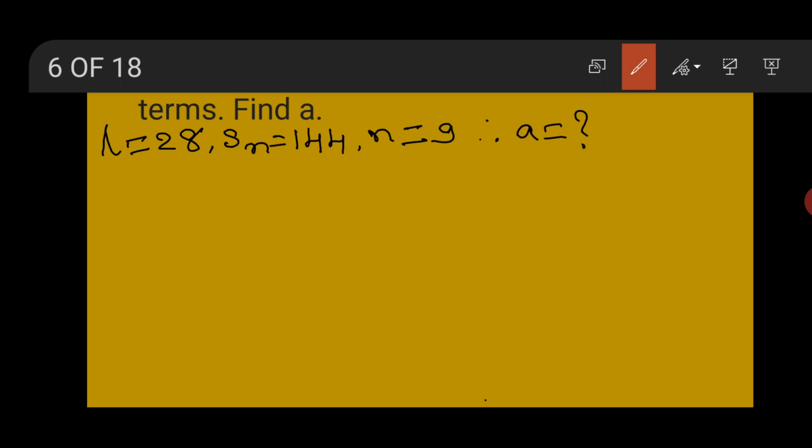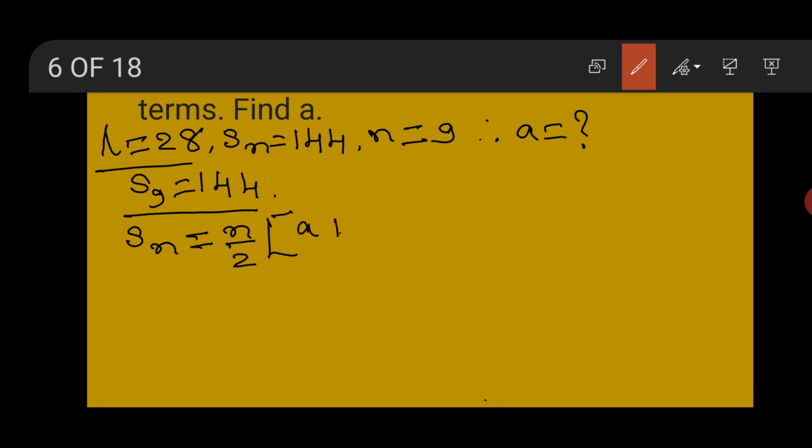S9 is given. S9, n is equal to 9. Therefore S9 is 144. Calculate the value of a. So since S9 is given, use the formula Sn, and the last term is also known. Therefore, apply the formula. Sn is equal to n by 2 into a plus l. l and an are the same, both are the same. Now substitute the value of S9.